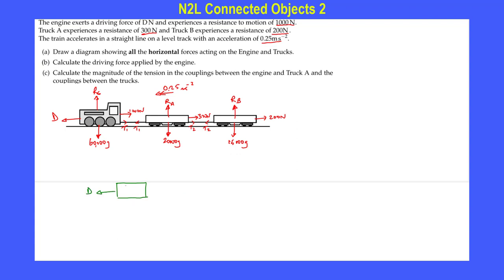Okay, so to find the acceleration of the system in whole, I'm going to look at the whole train as though it's one thing. So the whole mass of it is 96,000 kilograms. I can work out the total resistance by adding up the three resistances. I know the acceleration is 0.25. Now by using F equals ma horizontally, I can work out what D is going to be.